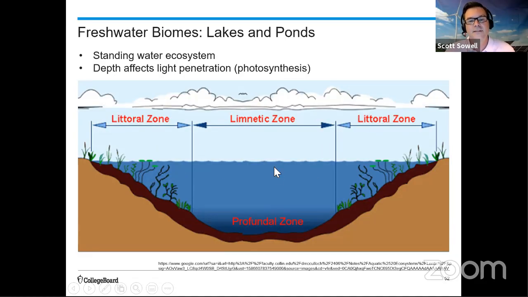And then the limnetic zone, the open part of the lake or pond. And in some lakes or ponds, not all, it may be deep enough that we have a profundal zone where light does not penetrate. And so therefore, the type of productivity and microorganisms and biodiversity up here in the light is going to be very different from without light down here. We may have slower rates of decomposition, maybe some hypoxic areas, but a very different community than we would find in the littoral zone.